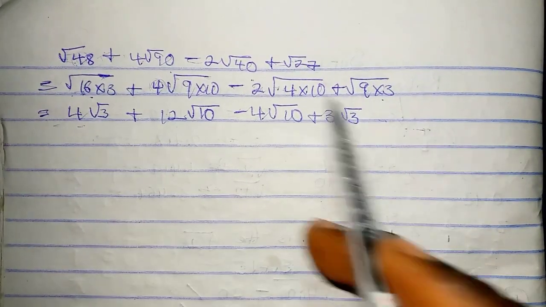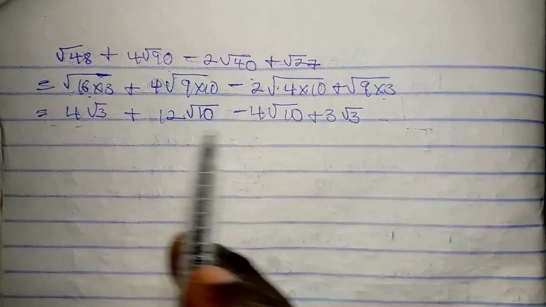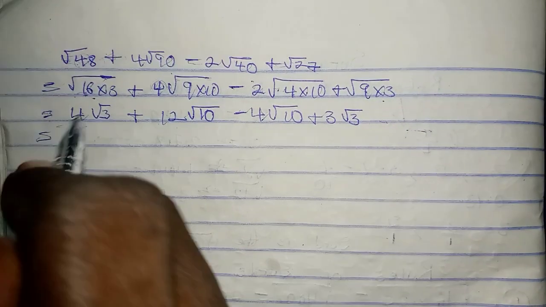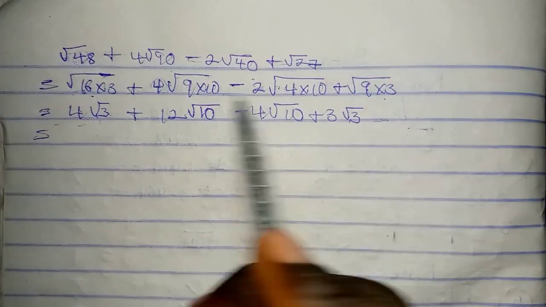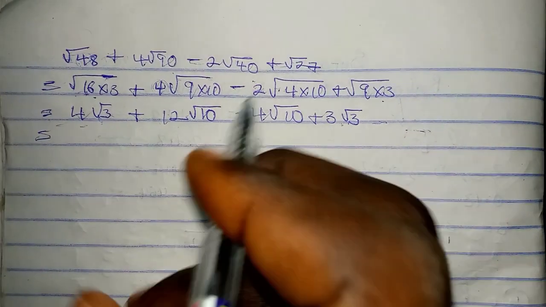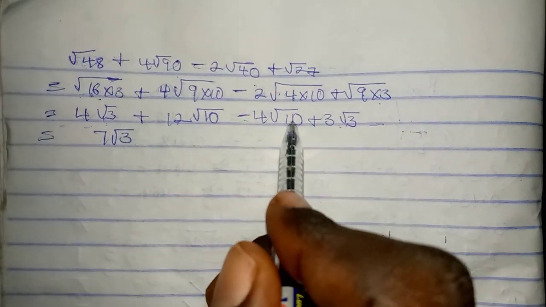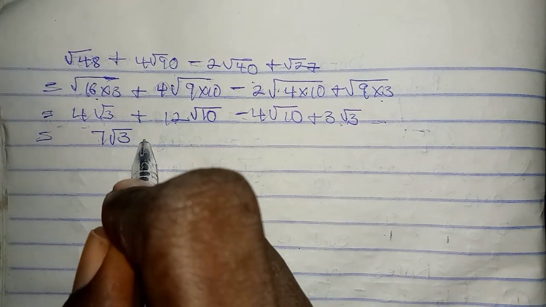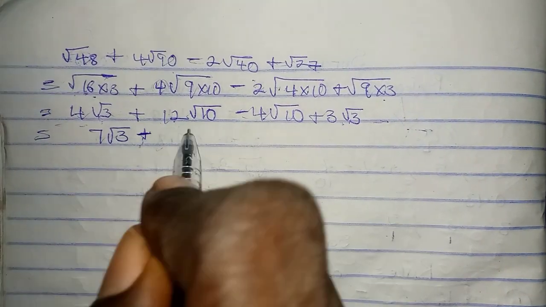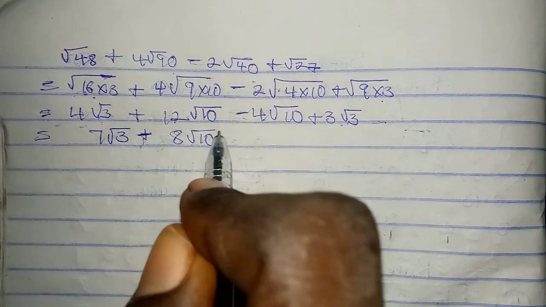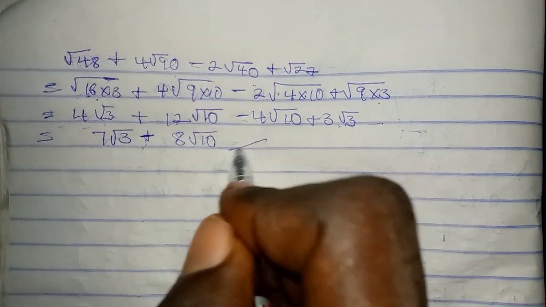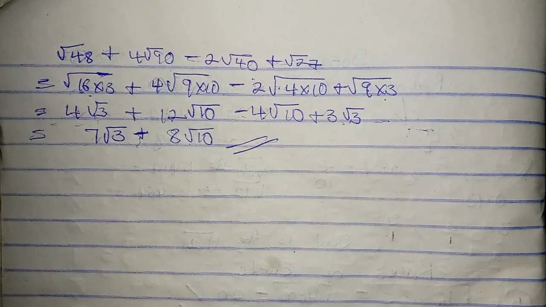So, add the like terms and subtract the like terms. These are like terms, therefore you add them together. 4 plus 3, which is 7 root 3, and here 12 minus 4 root 10, which is 8 root 10. That's all for addition and subtraction.